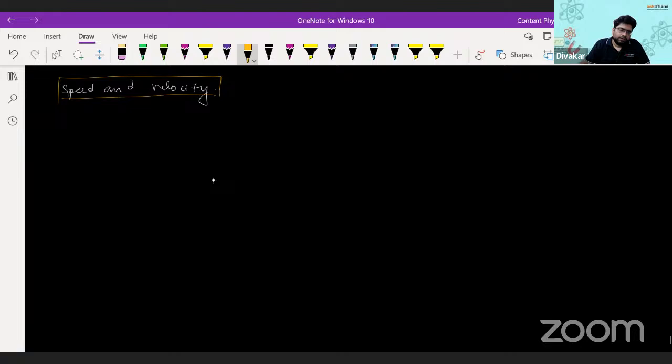Now speed and velocity, these are the two terms that talk about the rate of change of distances. For example, if you talk about speed, it is distance by time. And if you talk about velocity, it's displacement by time. Super simple.